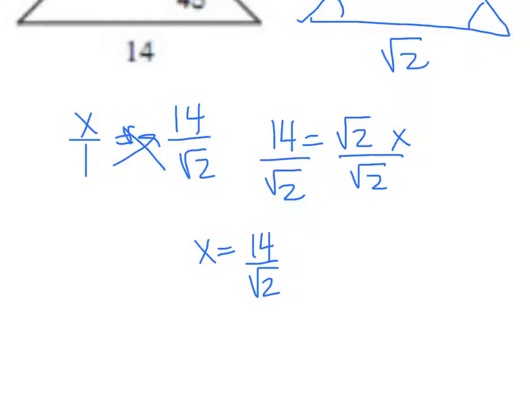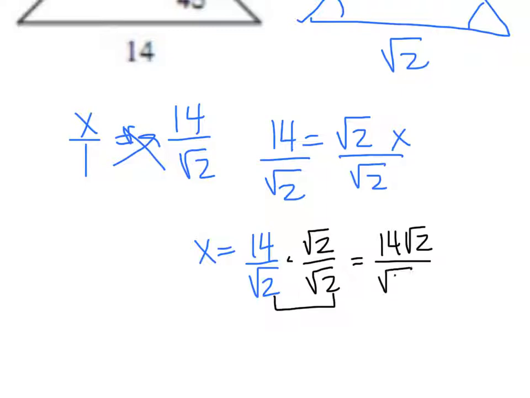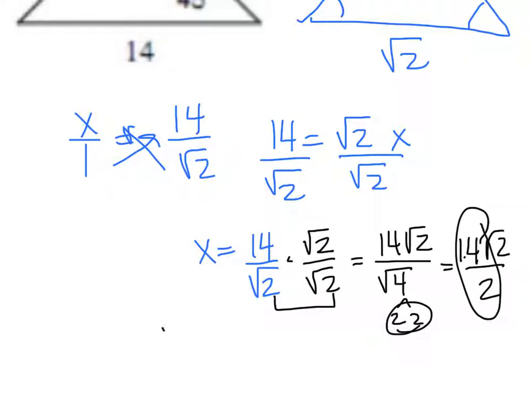What we need to do is rationalize it. That means multiplying both top and bottom by the root in the denominator. So I'm going to go ahead and multiply by root 2 over root 2. This is going to be 14 root 2 over the square root of 4. And the square root of 4 is just 2. So this equals 14 square root 2 over 2. You're almost done. 14 over 2 reduces to 7. So x is just going to equal 7 square root 2.